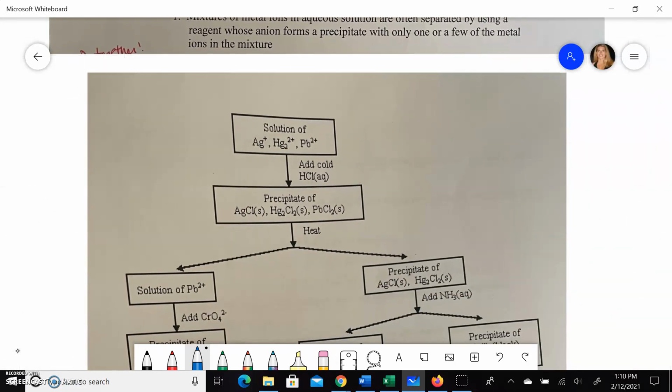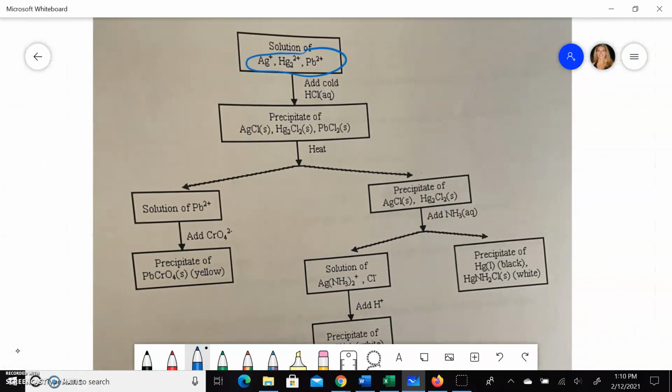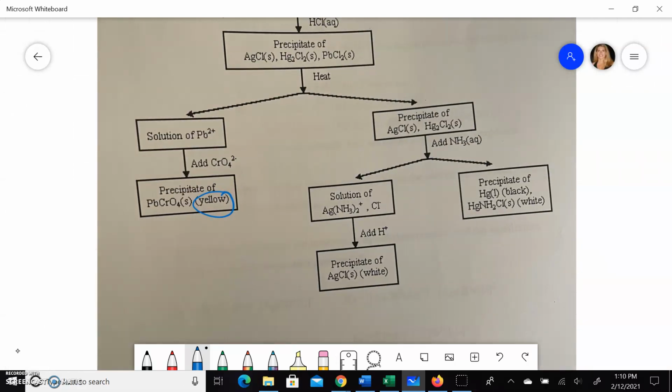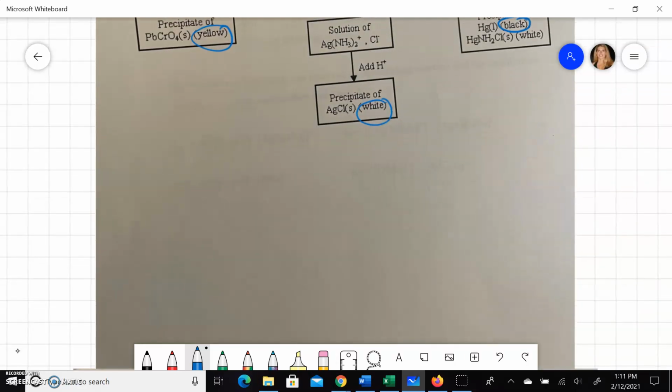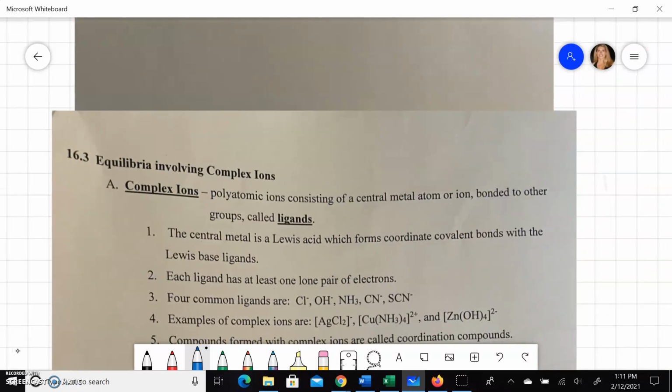If you have a solution of these ions and you add cold hydrochloric acid, you're going to get precipitates. Then you can heat it, and if you get a solution of lead, it's going to end up being yellow. If you don't get yellow, you'll get one of the other two. So then you do another test on it, and you see if it forms something. So if this one ends up being black, you know it's this one. If it ends up being white, so it's just kind of a way to identify what things are. But you would have to be given this chart. You're not expected to know that.